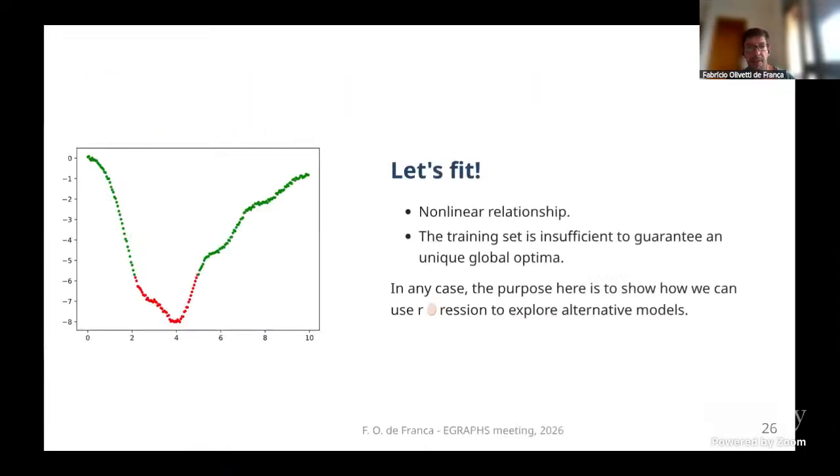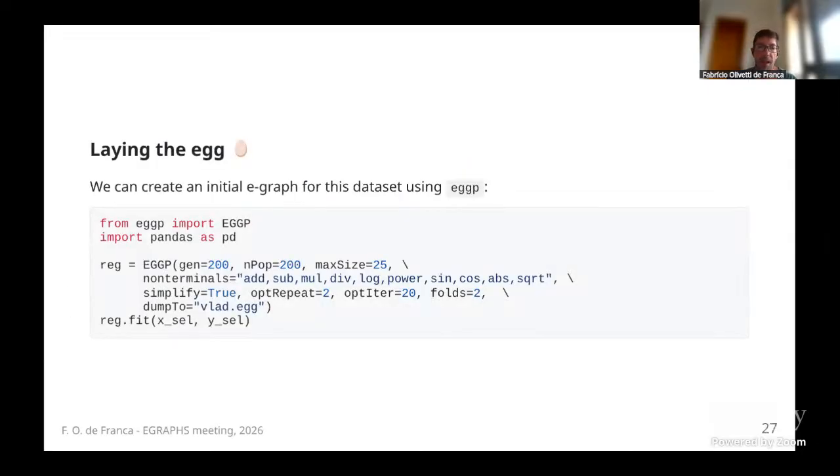Let me go through a simple example. So let's say that I have this data here, and I use the red part for training, and the green part is just the test data set. It's a very difficult data to fit because we don't know the behavior of these outside regions. So it can be anything, and we can find many different proposed expressions to fit this data. And then we run the eGGP. Just a curiosity, the eGGP is currently installable by pip as a Python front end to the Haskell code. So everything is Haskell underneath.